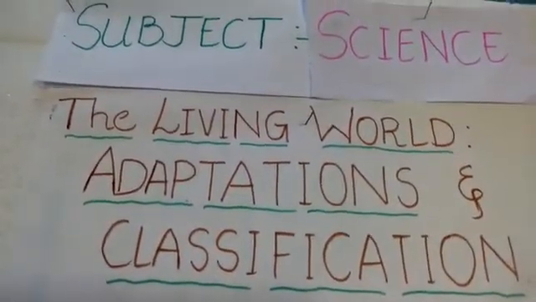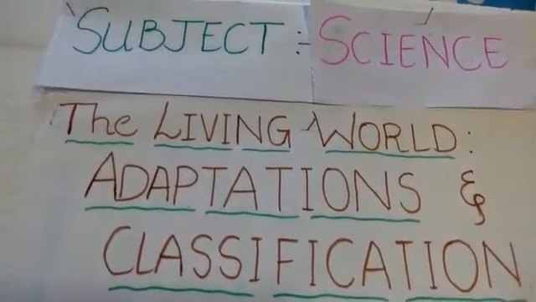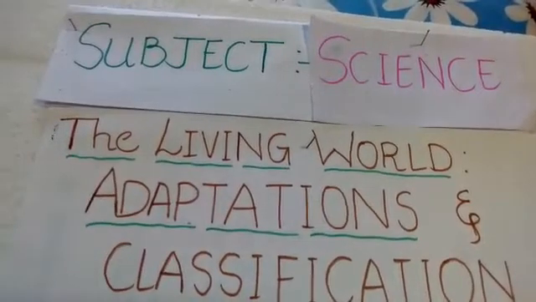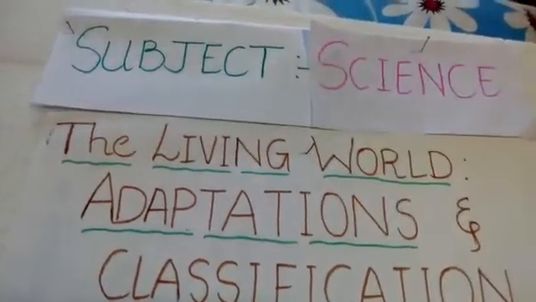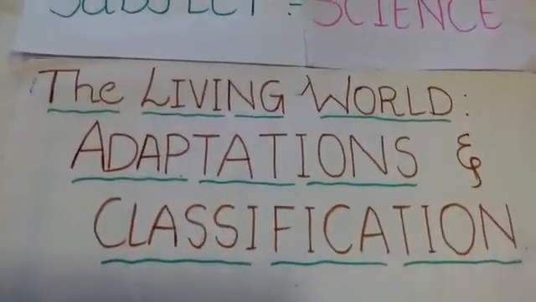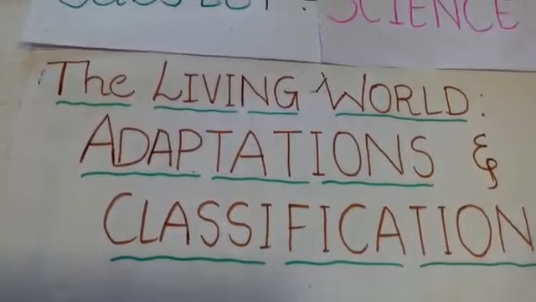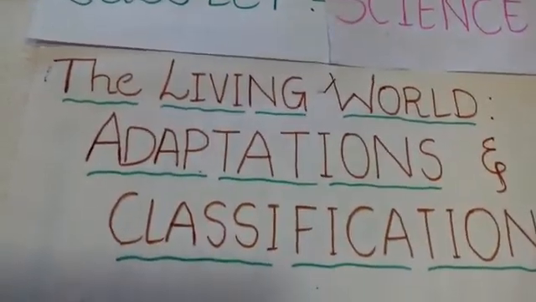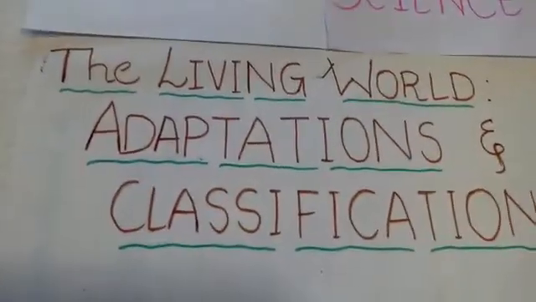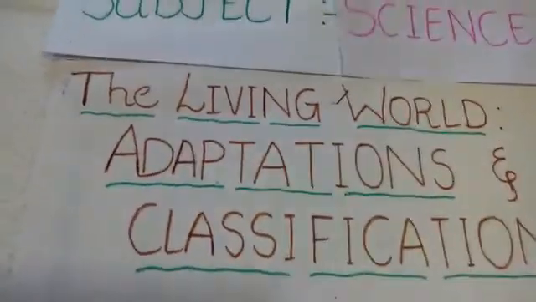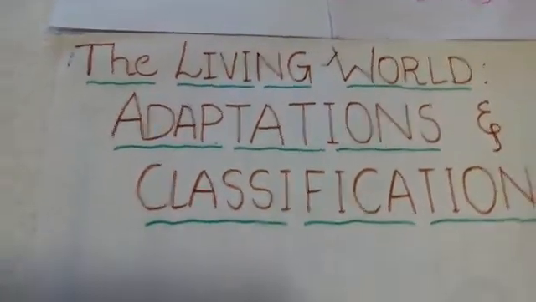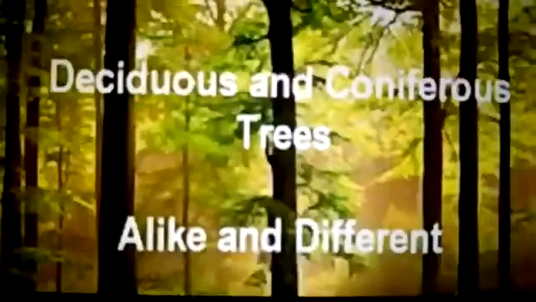Today we begin with lesson number 1, the living world, adaptations and classification. We have already studied about living things and their characteristics, such as cellular structure, flowering and non-flowering plants, their living habitat, the way of reproduction, etc. Living things like plants and animals show different diversities. They are not the same everywhere.